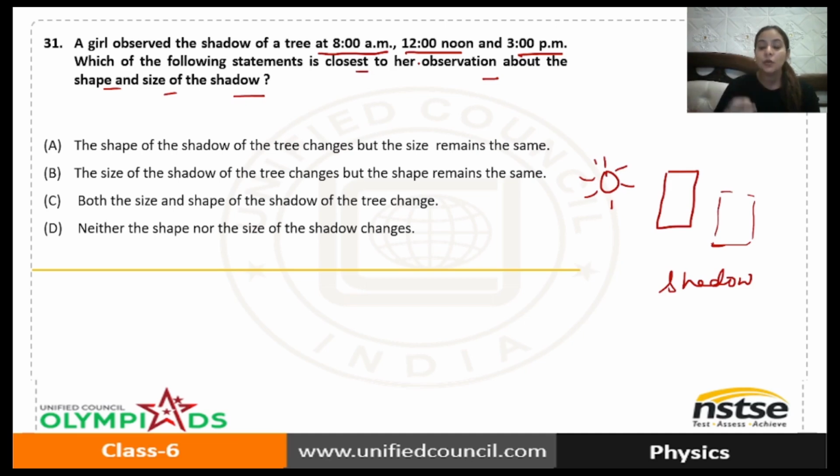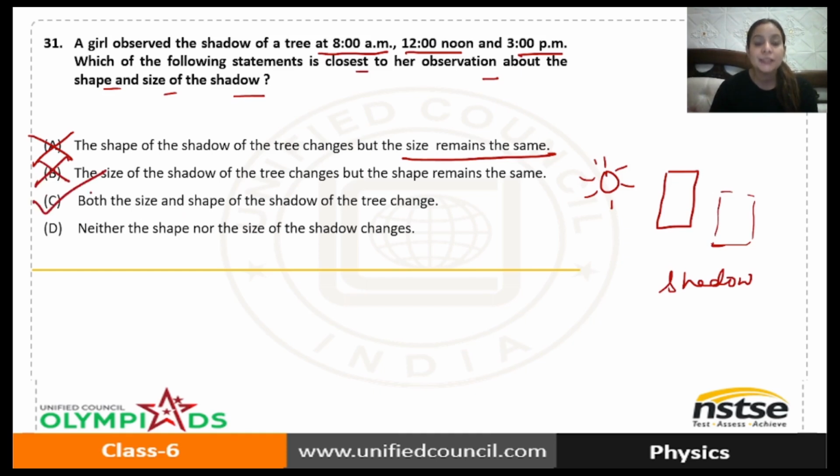What do you think is closest to her observation about shape and size? Does the shadow's shape change, size change, both change, or do both remain the same? Option A says the shape of the shadow of the tree changes, but the size remains the same. This is not correct. Option B says the size changes, but the shape remains the same. Again incorrect. Both the size and the shape of the shadow of the tree change. This is true. And neither the shape nor the size changes is false.